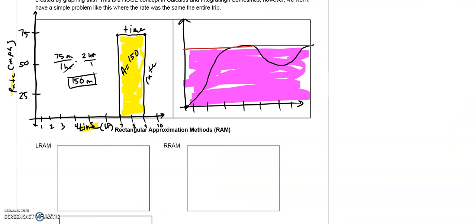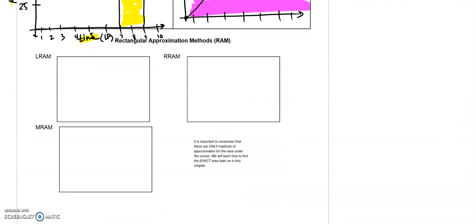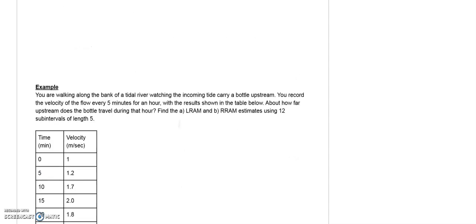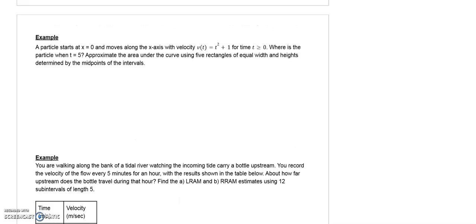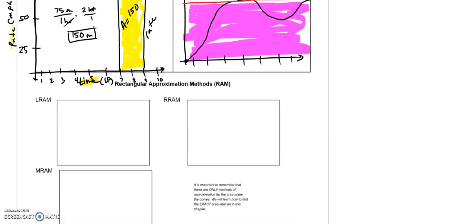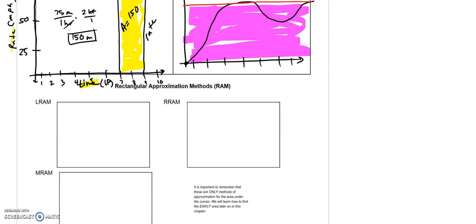Stop this video here. In the next video, we're going to go into upper and lower limit approximations, which I call LRAM and RRAM. Then we'll do a couple different examples of using those rectangle approximation methods in the next video.